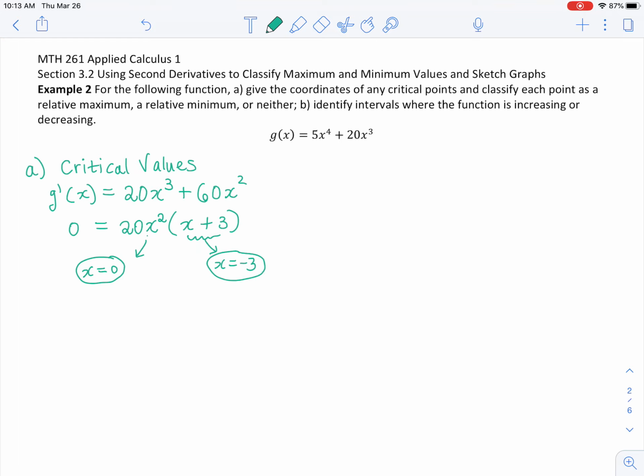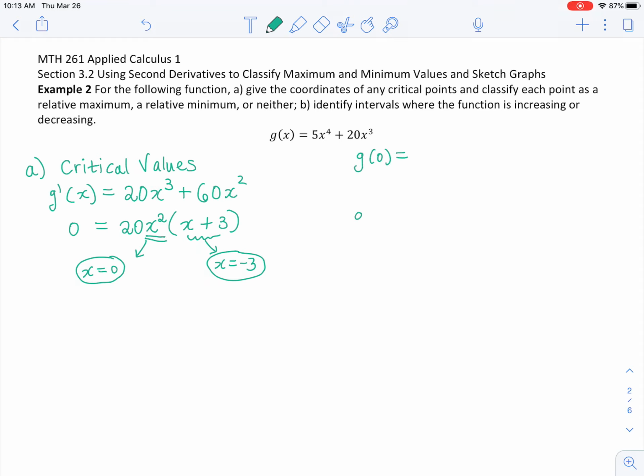I already know something fishy is going on. Take a look at this 0 right here, x squared. That one has even multiplicity, so we're expecting the graph to bounce. So for x equals 0, I'm expecting it to be neither a maximum nor a minimum. But we'll see. Now, I do want to find the y values.